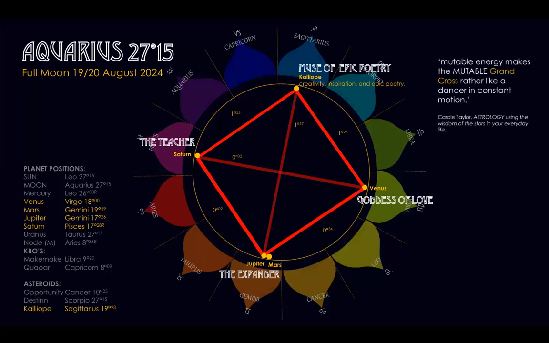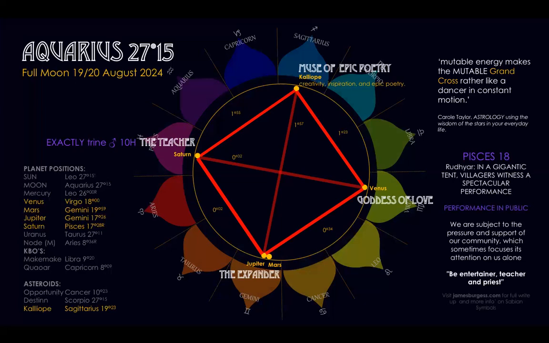Mutable energy makes the mutable Grand Cross rather like a dancer in constant motion. So how appropriate that we have the goddess of love and the muse of epic poetry involved in this Grand Cross that has the energy like a dancer in constant motion.